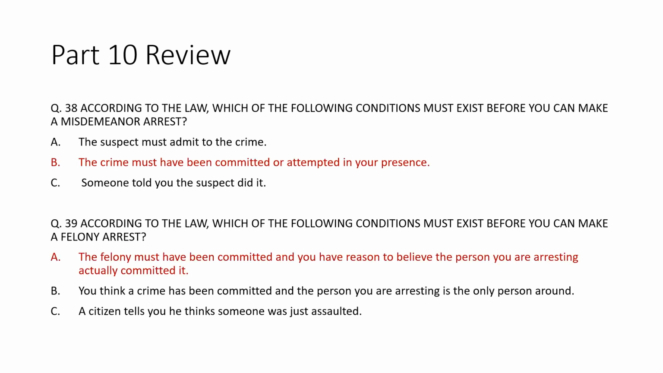Part 10 review. Question 38. The answer is B. The crime must have been committed or attempted in your presence. You need first-hand knowledge to do a misdemeanor arrest. Question 39. The answer is A. The felony must have been committed and you have reason to believe the person you are arresting actually committed it.